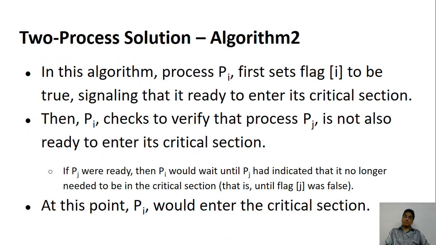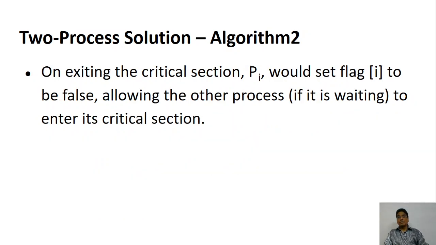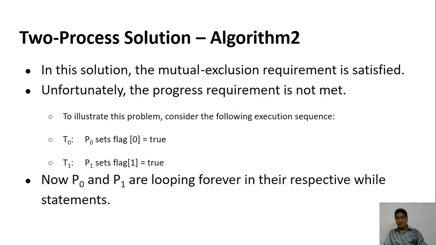Again, the same problem. This algorithm sets the flag to true for one of them, and that one goes and checks whether the other is interested. If so, it waits for the other. Everything seems good, but it will not satisfy progress. So what is the problem? Why is it not able to ensure progress? There is a chance that both of them will end up in trouble.